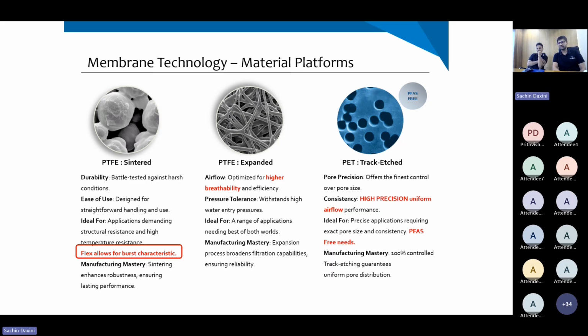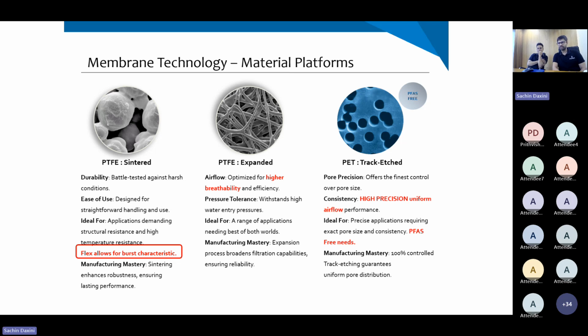The other technology is an expanded PTFE. This is also a porous PTFE technology. And this is more ideal for high airflow or high water entry pressure applications. So there are many other automotive applications where expanded PTFE works very well.